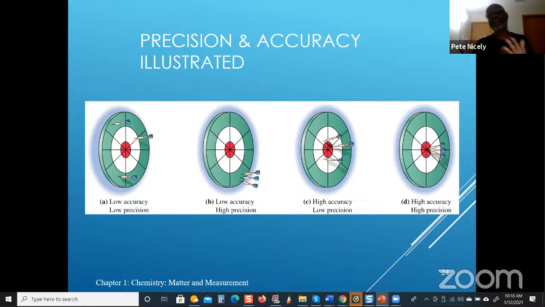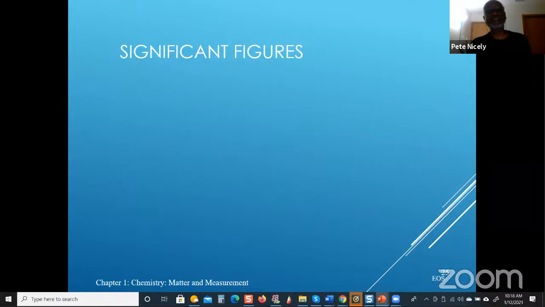We're aiming for high accuracy because we're trying to get the true value. And also, if the accuracy is high, we're hoping that also represents high precision, which means that the values will be close to each other. Okay, so that's basically the illustration of high precision and high accuracy.